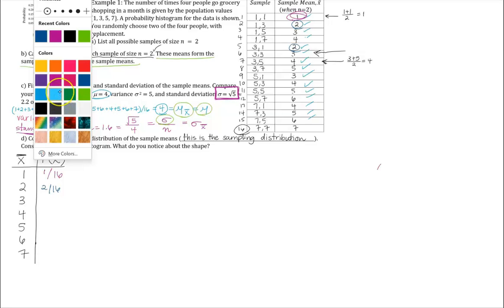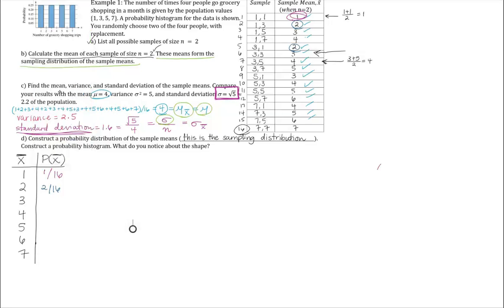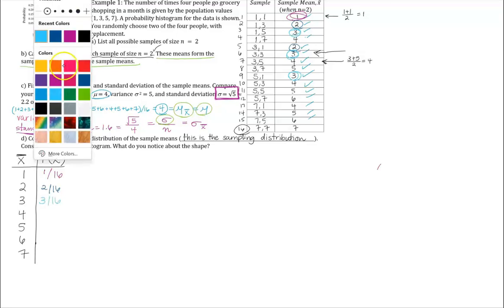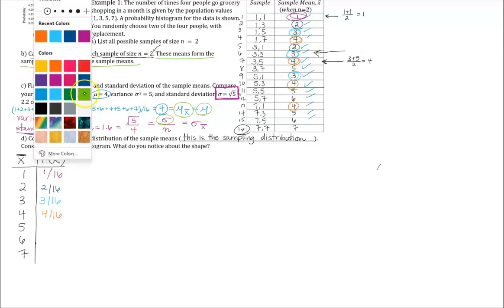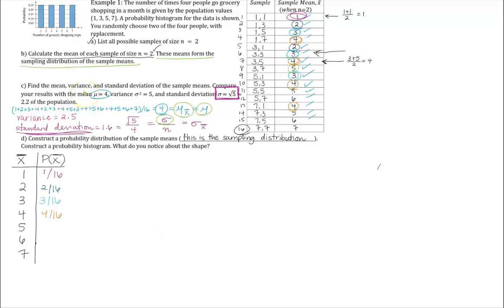Let's look and see how many of them gave us a mean of 3. Here's one with a mean of 3. There's a second one. There's a third one. So there's a 3 out of 16 chance that your average would have been 3. Let's see how many of them gave us an average of 4. There's 1, there's 2, there's 3, there's 4. There's a 4 out of 16 chance that your average was 4. Let's see how many of those gave us an average of 5. We had 1, 2, 3.